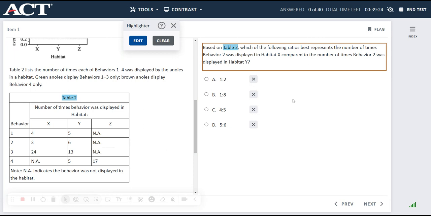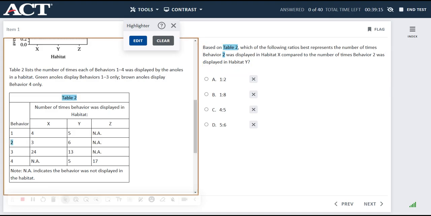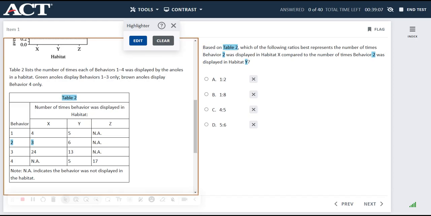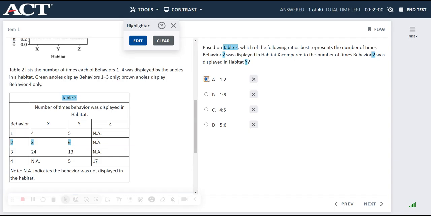Which of the following ratios best represents the number of times behavior 2 was displayed in habitat X compared to the number of times behavior 2 was displayed in habitat Y? So habitat Y is 6. So that's 3 to 6, or 1 to 2. So our answer has to be A.